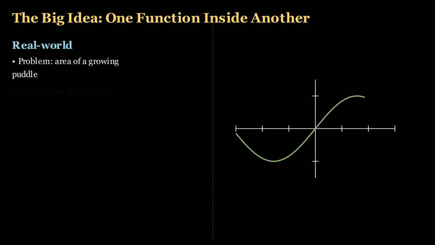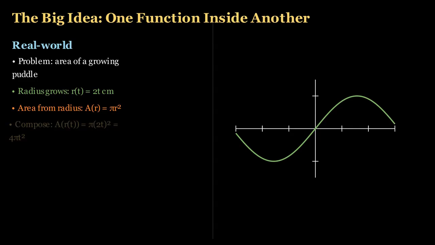That means we replace r in the area formula with 2t. So A of r of t equals pi times the quantity 2t squared. 2t squared is 4t squared, so the area is 4 pi t squared. At t equals 3 seconds, the area is 4 pi times 9, which is 36 pi square centimeters.